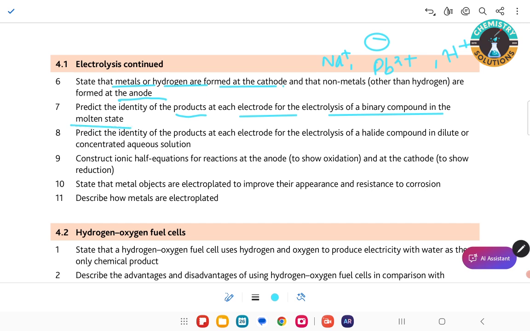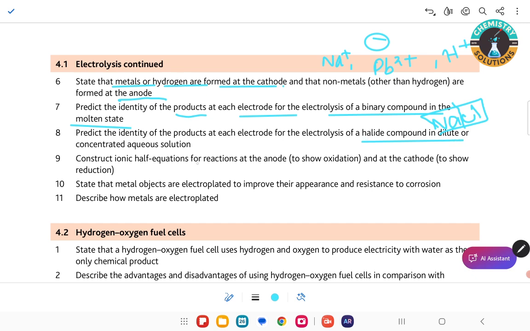So all of you must know, if aqueous sodium chloride is moving towards the electrodes, or our molten sodium chloride, in molten state which compounds will form? We have done it for molten lead chloride. If we are talking about sodium chloride, then sodium and chlorine will be the product. So predict the identity of the products at each electrode for the electrolysis of halide compounds.